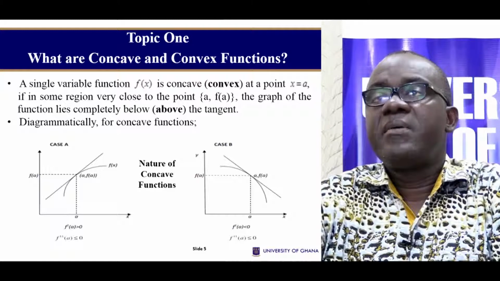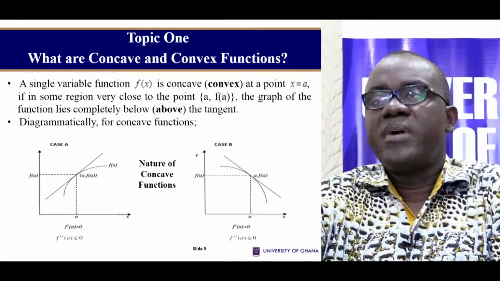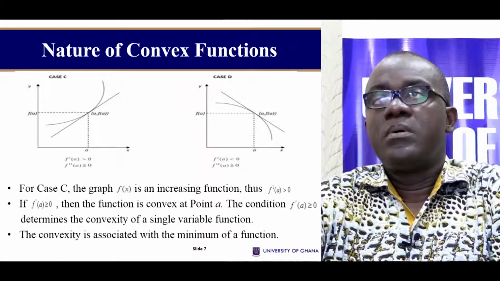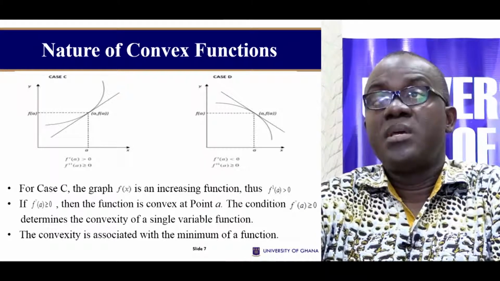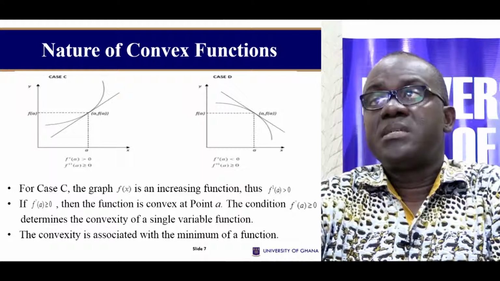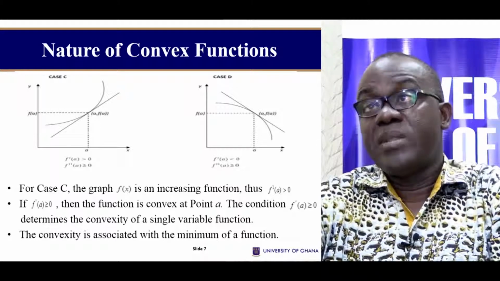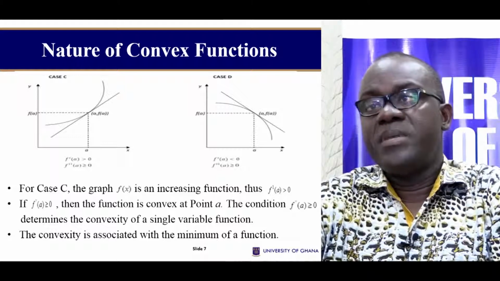The reverse is the case in the case of a convex function. What may happen is that we will have the tangent below, right? What we see here, you see there's a convex function. The tangent is below. There's an increasing function. That's why we have the first order differential greater than 0. This is a decreasing function, and then the tangent is above the graph.